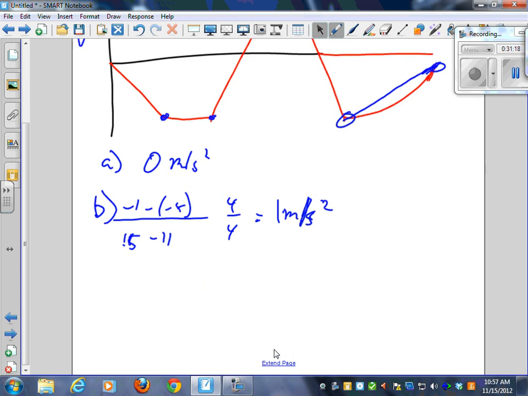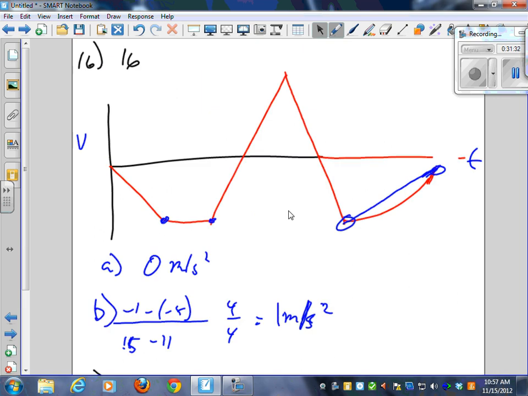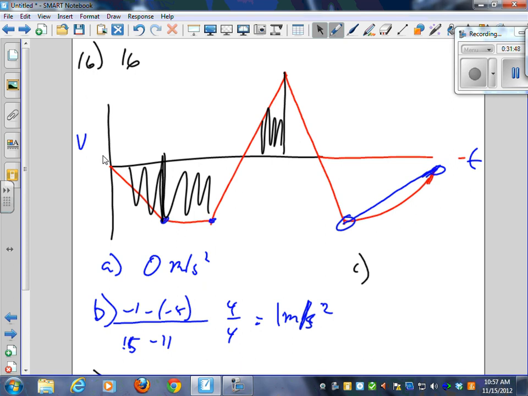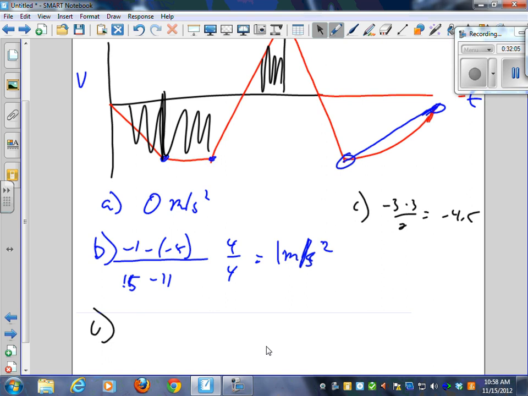Okay. Now, how many people noticed that C was worth 3 marks? Which means likely it's not just going to be one quick little calculation, right? 3 marks. Delta D from 0 to 8. How do we find displacement on a velocity time graph? We are talking about area. So you find the area of that triangle there. The area of that triangle is base of 3, height of minus 3, so it's minus 3 times 3 divided by 2, minus 4.5. I looked for minus 4.5. Okay? Show your work, and I will give you marks. Do not show your work, playing with fire.